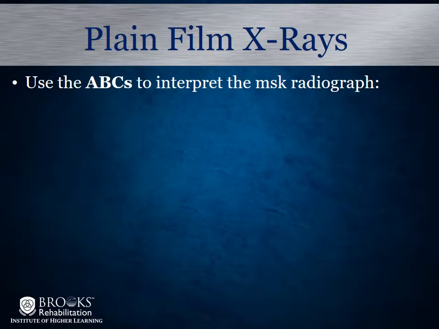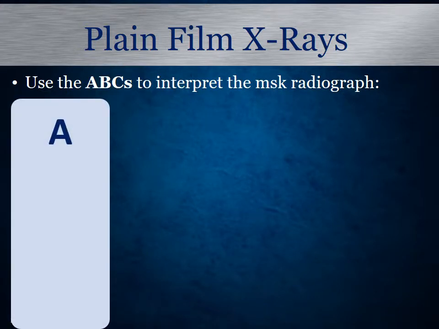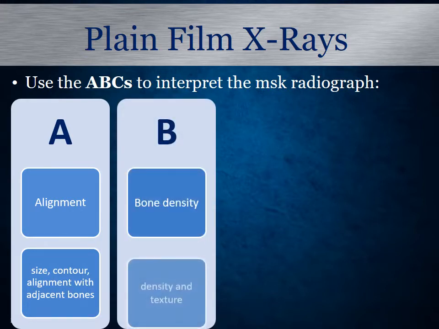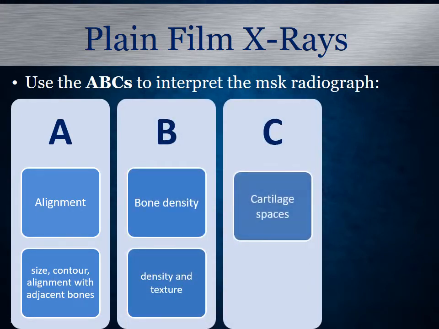Within plain film imaging, we use the ABCs. A, talking about alignment. B is the density. C is the cartilage spaces, which is one of the classic characteristics of arthritis. We look at any joint, and you look for the joint space, particularly something like the knee, and you can see if there's bone on bone, then there's pieces missing, meaning the cartilage, because it should look under normal like the two bones are just floating in space, and if there's bone on bone, then the cartilage is missing, which is part of the criteria making the diagnosis of arthritis.